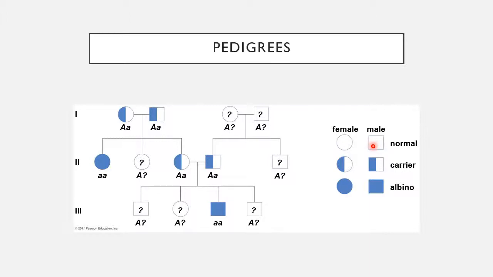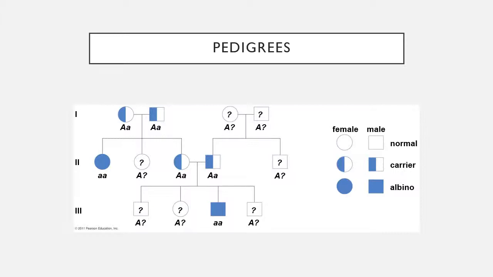Now, if we want to put traits into our pedigree, a person who's completely colored in means that they have that trait. So blue would mean they show up with the trait. And let's say we're looking at whether the person is albino. If this square or circle is blue, that means they are albino. Halfway filled in for a female or male means that they are a carrier, so they're not expressing the trait, they're just carrying the gene. And then solid white means that they're not a carrier and they do not have that trait. So they're not albino and they're not carrying the gene for being albino.